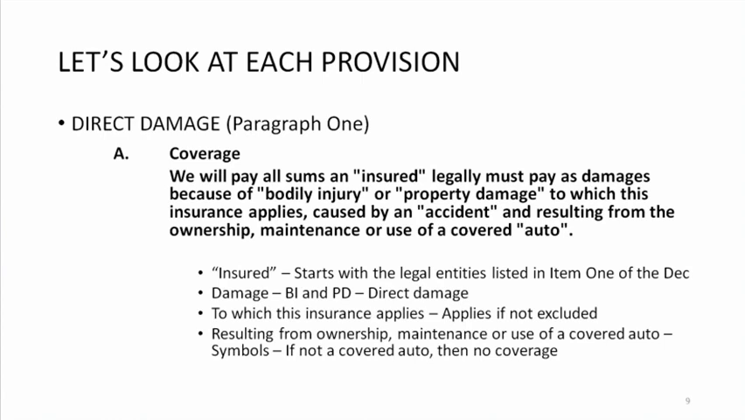Legally must pay as damages because of bodily injury or property damage. That's the bodily injury, property damage. That's the direct damage to which this insurance applies. It applies if it's not excluded. In hour 3, we'll look at the exclusions. Resulting from ownership, maintenance, and use of a covered auto. Those are the symbols. If it's not a covered auto, then there's no coverage.